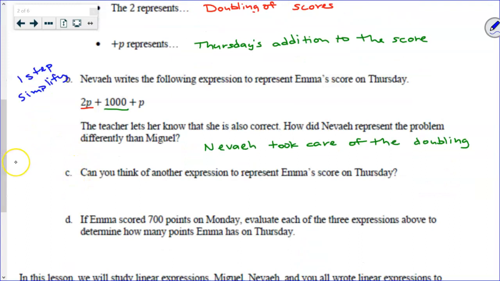Can you think of another expression to represent Emma's score on Thursday? Hint. Although one step was taken to simplify, this is not fully simplified. So can you think of another expression to represent Emma's score on Thursday? Can we make it even simpler? Ethan's ready? Or was that a stretch? Go ahead. What is it? How can we do this even simpler? Exactly. 3P plus 1,000, because we have 2 P's hanging out here and another P hanging out here, so altogether that means we have 3P. That is all the way completely simplified.